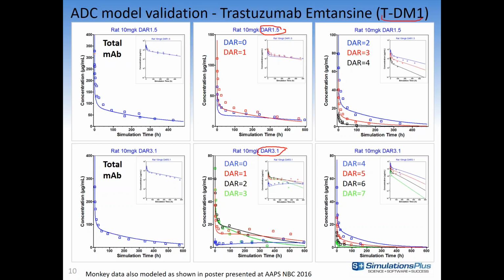And the first plot in each series is showing the total antibody, meaning the free as well as the antibody conjugated with the small molecule in various ratios. The second and third columns are showing the concentration-time profiles for individual DAR species. DAR 0 means the free antibody, and DAR 1 through DAR 7 would be antibodies with different ratios of drug to antibody. And you can see that the model really was able to account for the plasma concentration-time profiles of all of these different species.